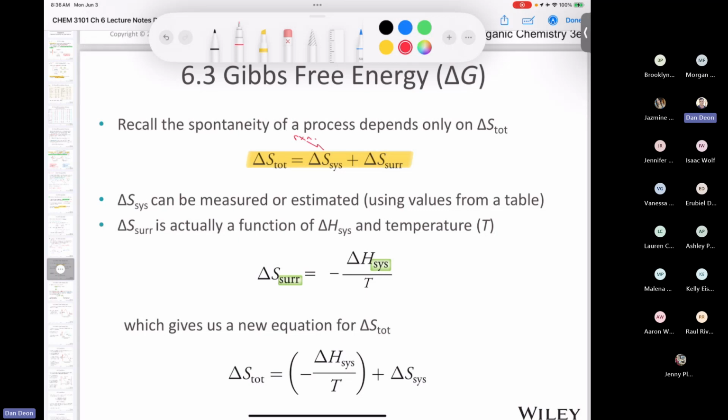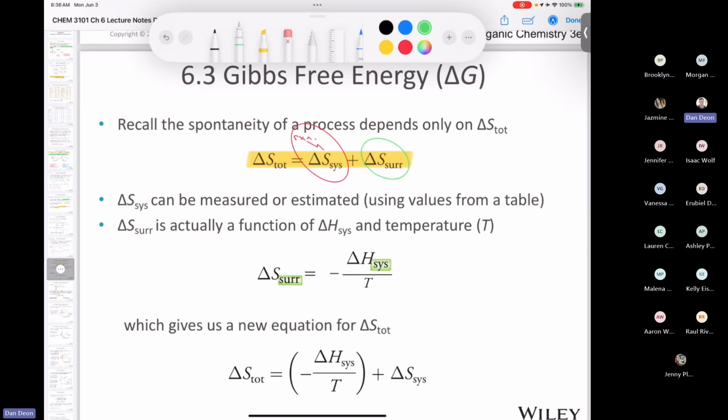Now, if I want to measure the delta S for a system, I don't like to say that anything is easy in chemistry, but it's very doable, because for your reaction, you can just look values up in a table for your system. However, for the delta S of your surroundings, there's no direct, easy way to calculate this.